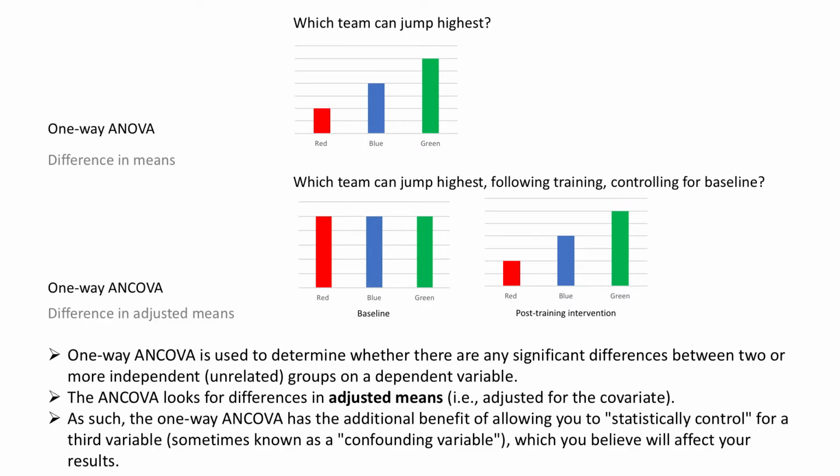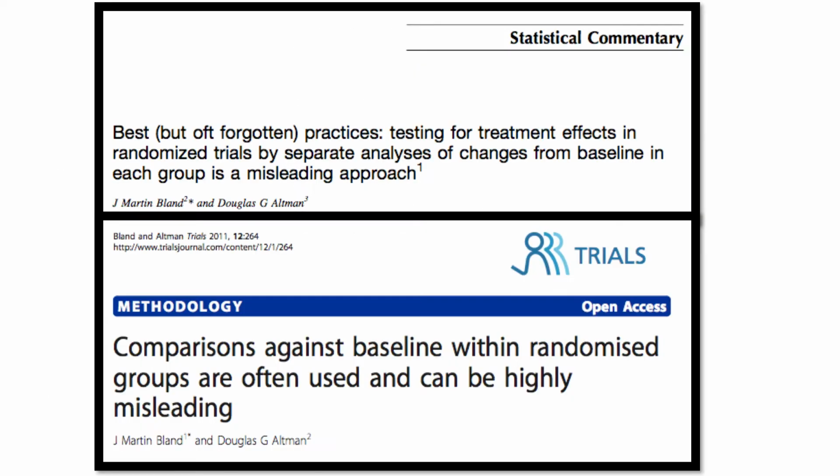So this is what makes it an ANCOVA, whereby we are now looking at a difference in adjusted means. This ANCOVA has the benefit of allowing us to statistically control for some third variable, a confounding variable that we think will affect our results. And I'd encourage you to look at these two papers, which describe how this is the best method for looking at changes following some training intervention.